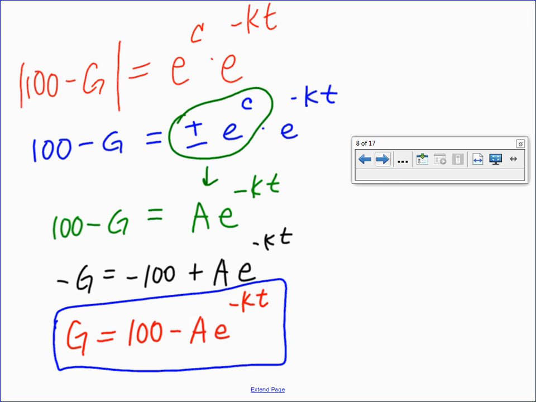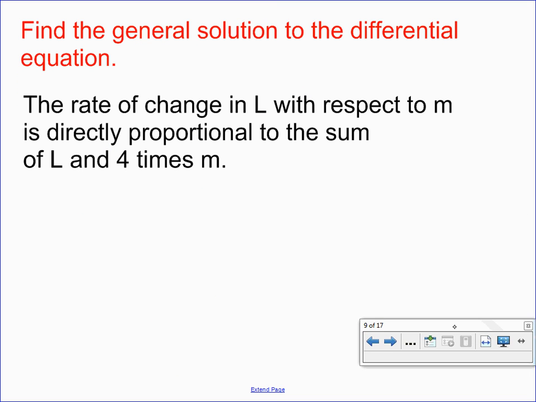What questions do you have about that first one? Let's do another. Find the general solution to the differential equation. The rate of change in L with respect to M is directly proportional to the sum of L and 4 times M. So now we've got to do our translating. The rate of change in L, dL, with respect to M, dM. So dL/dM is, there's my verb, directly proportional to, is k times the sum of L and 4 times M.